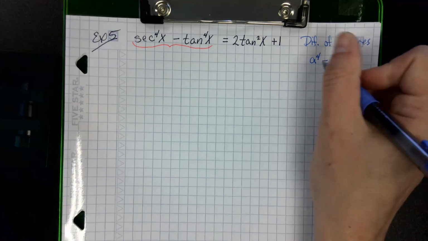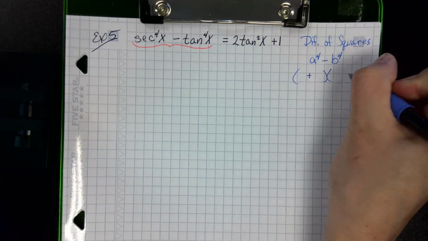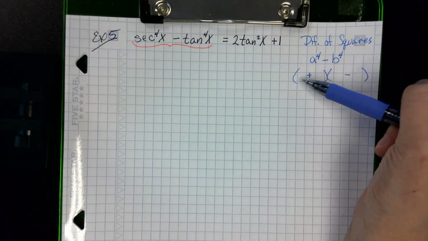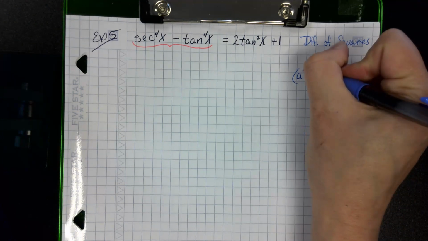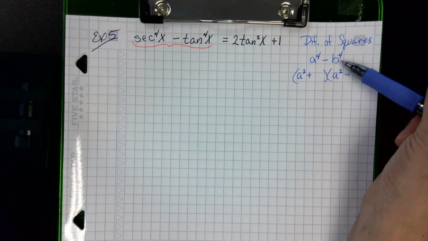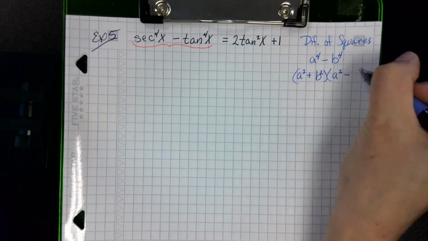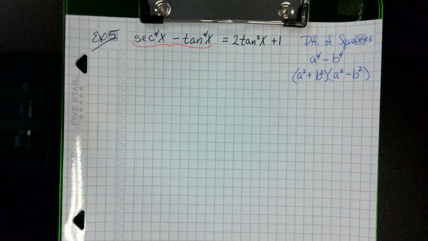So I can factor this by making 2 sets of parentheses. One's positive and one is negative. The square root of the first term will give you the first term of each. So square root of a to the 4th is a squared. The square root of the second term will give you the second term of each. So b squared. All right, so that's difference of squares. I know you guys know difference of squares. You've been doing it a long time.